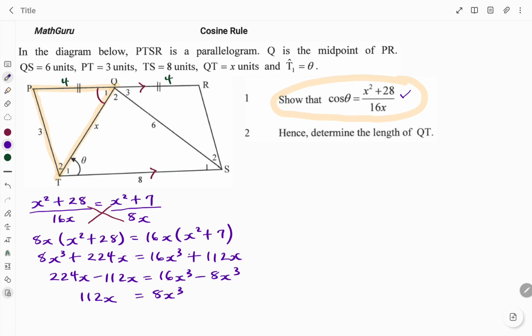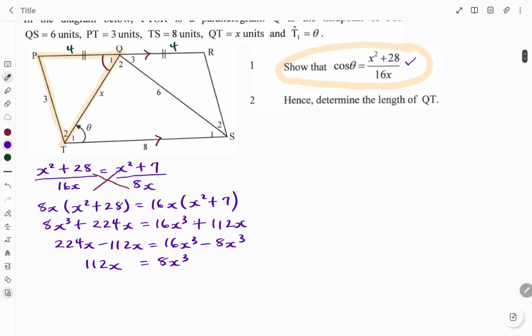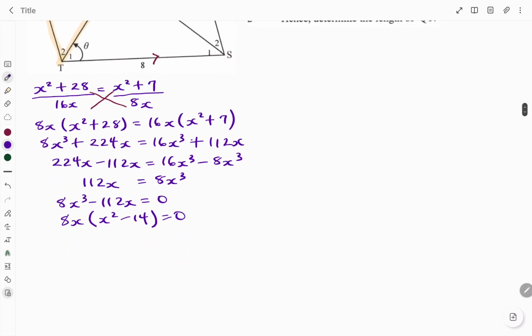8x cubed. Turning it into a proper equation, I move all the terms to one side, and then I equate to 0. I factor out my 8x. I'm left with x squared minus 14 equals 0. So what that means is I have 8x equals 0, or x squared minus 14 equals 0.